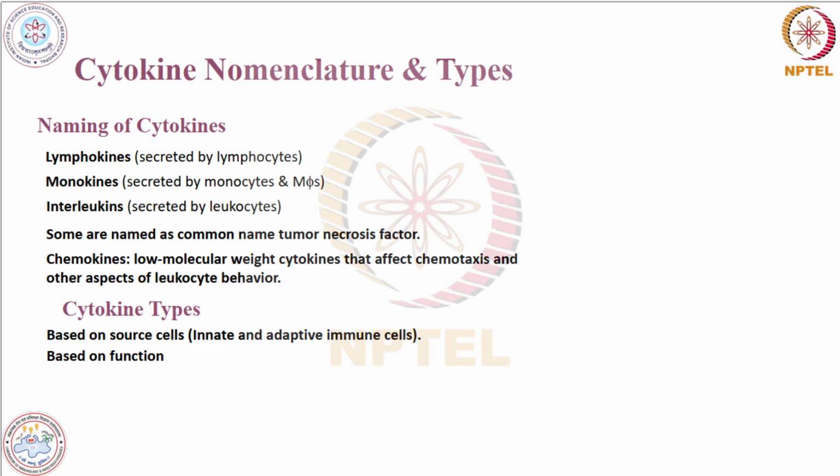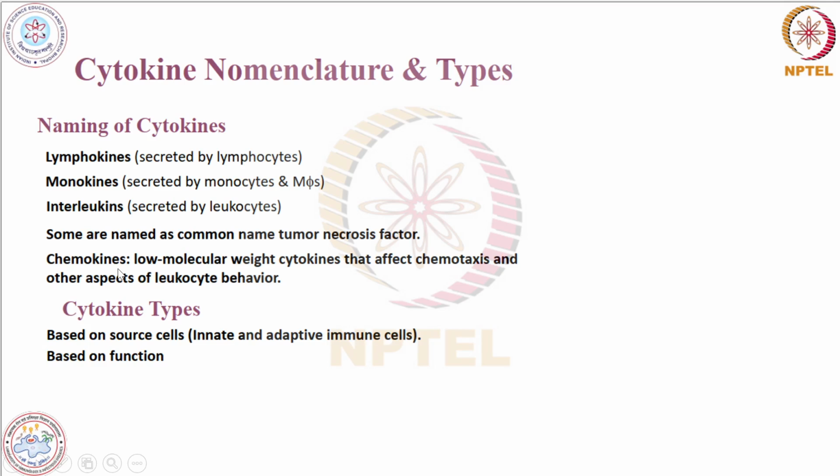And now there is cytokine nomenclature and types, like what each type, each name of the cytokine represents. There is a nomenclature for cytokines. There are lymphokines. From the name, we can see that these are secreted by lymphocytes. There are monokines, which are secreted by monocytes and macrophages. There are interleukins, which are secreted by leukocytes. So this is the nomenclature. These cytokines are named based on the type of cells which are secreting them.